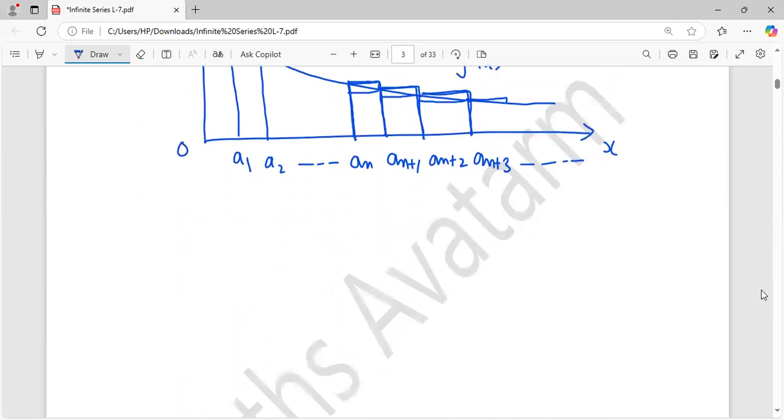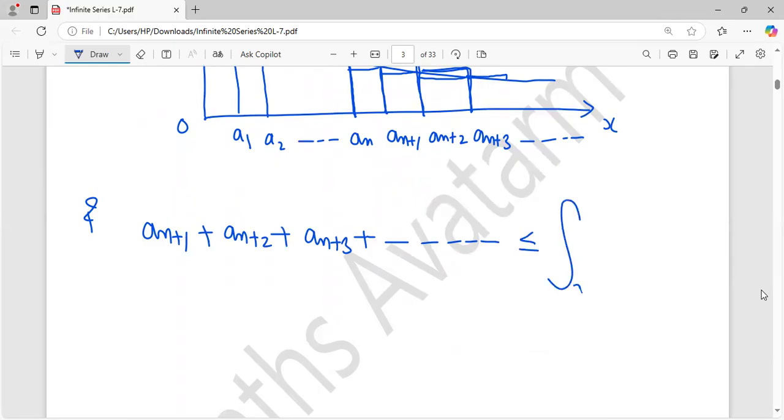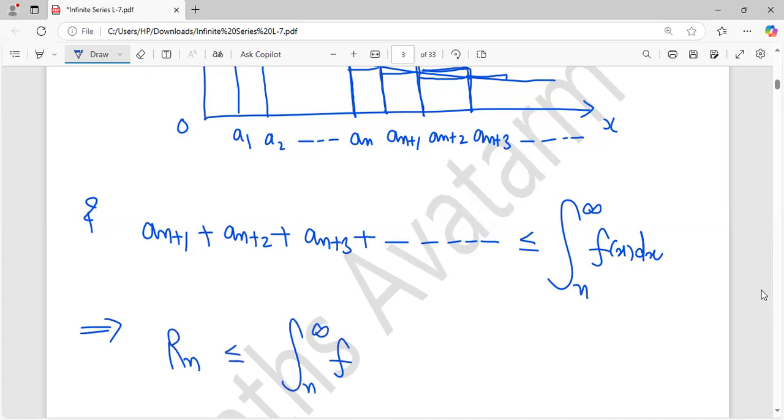Now, if we take the lower rectangles and their area, you sum them: a_(n+1), a_(n+2), a_(n+3). Then this will be less than this area, integral from n to infinity f(x) dx. So what is this? This is again R_n.